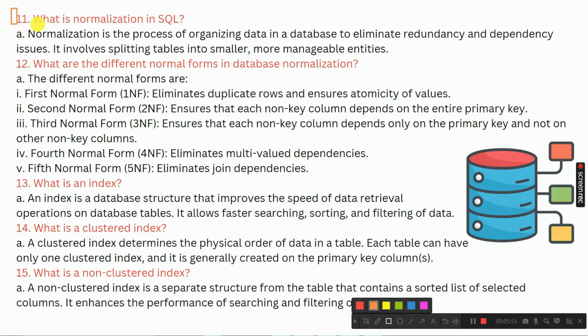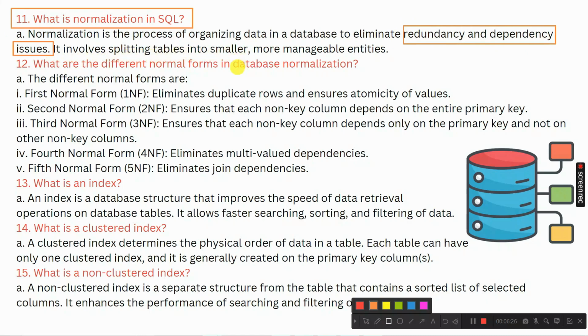Then the next question is, what is normalization in SQL? This is also one of the most important interview questions that you can face during your interview process. Alright, so the answer is, normalization is the process of organizing data in a database to eliminate the redundancy and dependency issues. Okay, and it involves splitting tables into smaller ones.